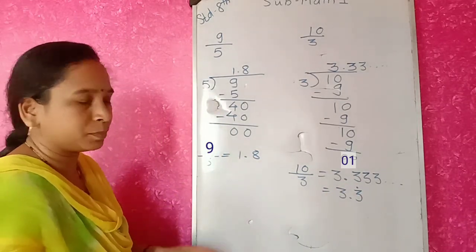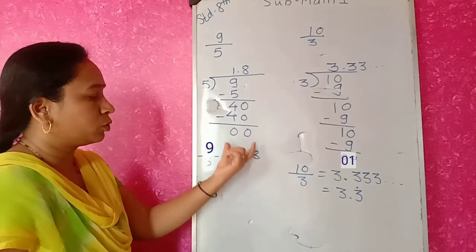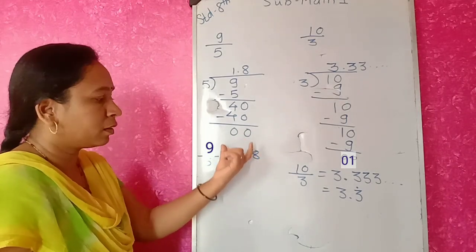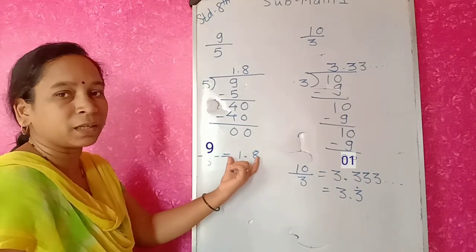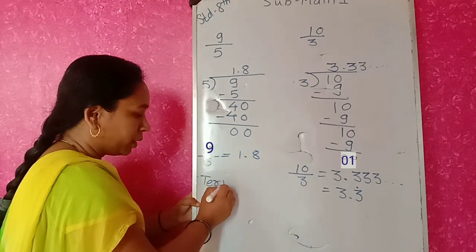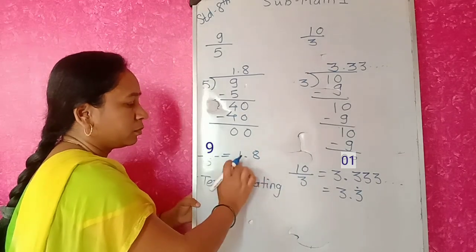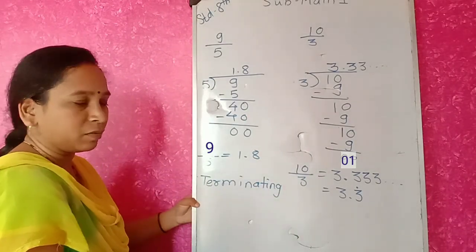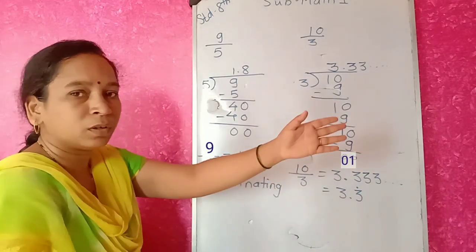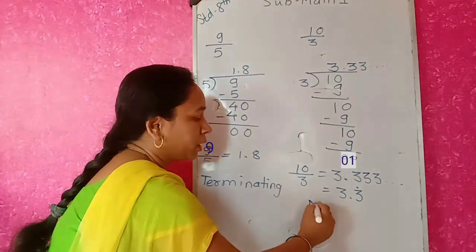Now in these two examples, if you observe, in the first you got the remainder 0. So after one step the calculation has stopped. That means the calculation is terminated, so this number is terminating. This is called terminating. But what happened over here? It did not terminate, it continued. So if it continues, you use the word non-terminating.